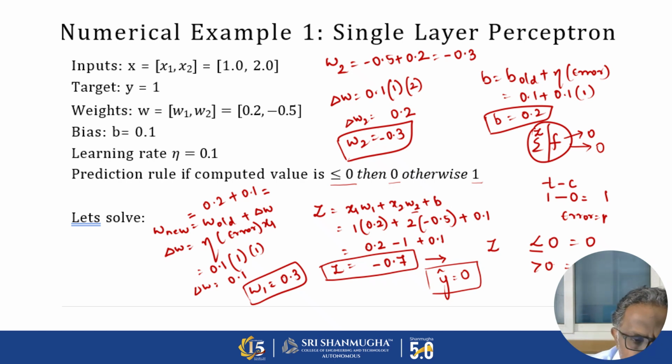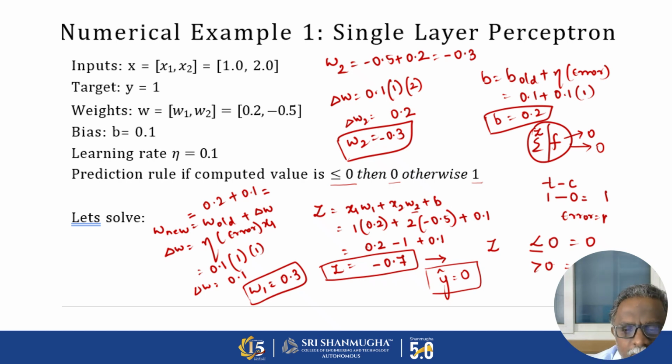For this case, we have to consider the old weight, that is 0.2, and the new weight is going to be obtained by applying the perceptron learning rule, that is eta, error, and xi. If you multiply all these things, we end up with delta W of 0.1, and finally we get the new W1 of 0.3, which is different from the given problem. Okay. Similarly, we can calculate for W2, and similarly for the bias as well.